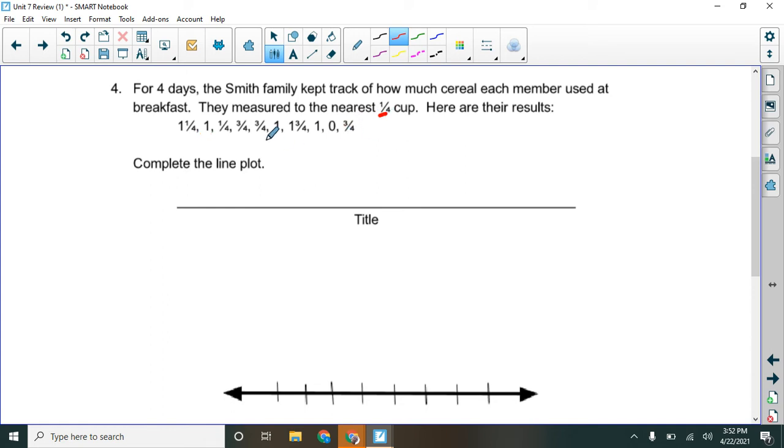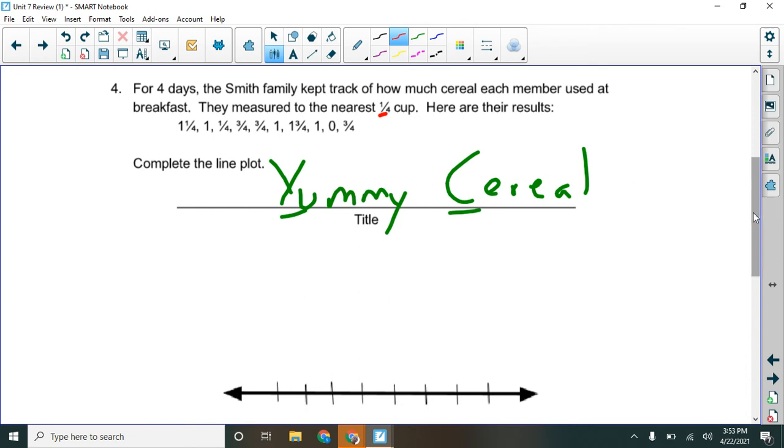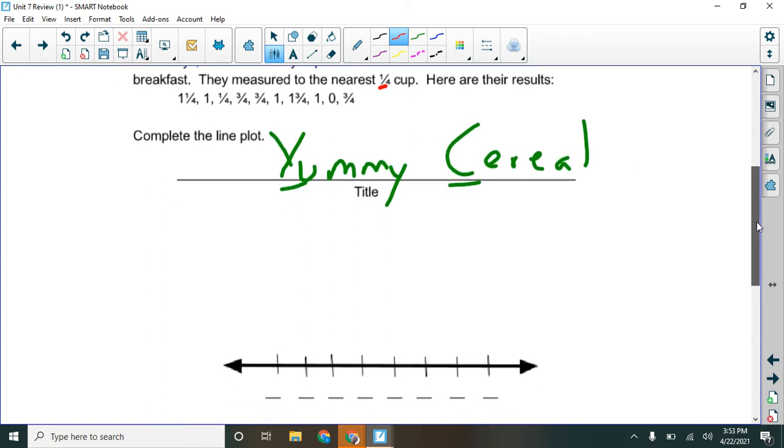Okay, and so we're going to give this a title. What do you want to call it? I'm going to call it Yummy Cereal. Why did I put capitals on yummy and cereal? Because we have a title. First and last words of a title, all important words would also get capitalized as well.